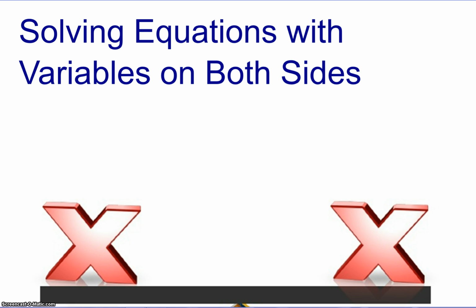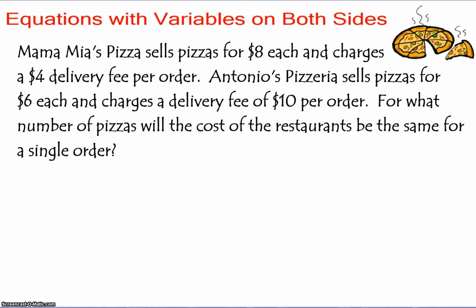Alright, so let's go ahead and get started. You'll notice that the difference between what we've been doing and what we're fixing to do today is that we are given a word problem and we are going to have to come up with the equation and then solve and answer the questions at the end. So, Mamma Mia's Pizza sells pizzas for $8 each and charges a $4 delivery fee per order. Antonio's Pizzeria sells pizzas for $6 each and charges a delivery fee of $10 per order. For what number of pizzas will the cost of the restaurants be the same for a single order? So we are looking for number of pizzas, okay?